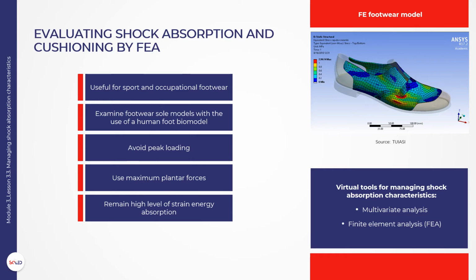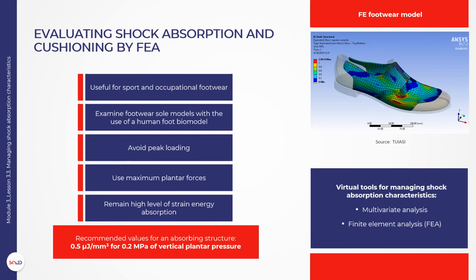The designer has to examine footwear sole models with the use of a human foot biomodel for cases ranging from standing to fast movement. Heat loading has to be avoided as described in the plantar pressure management guidelines. Maximum plantar force values are a simple yet sufficient measure for evaluating shock absorption, and they are used in many studies. In addition, strain energy absorption levels have to remain high if an absorbing structure is to be produced. According to literature, a result above 0.5 J per cubic millimeter for 0.2 megapascals of vertical plantar pressure is more than sufficient for most purposes.